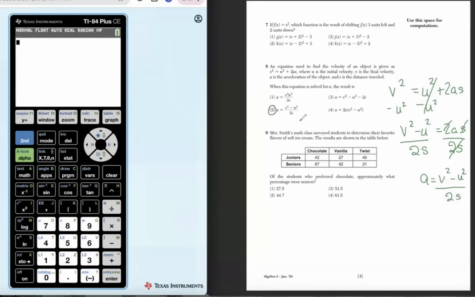So answer choice 2 is the correct answer. Notice we really didn't need to use a calculator for number 8 at all.